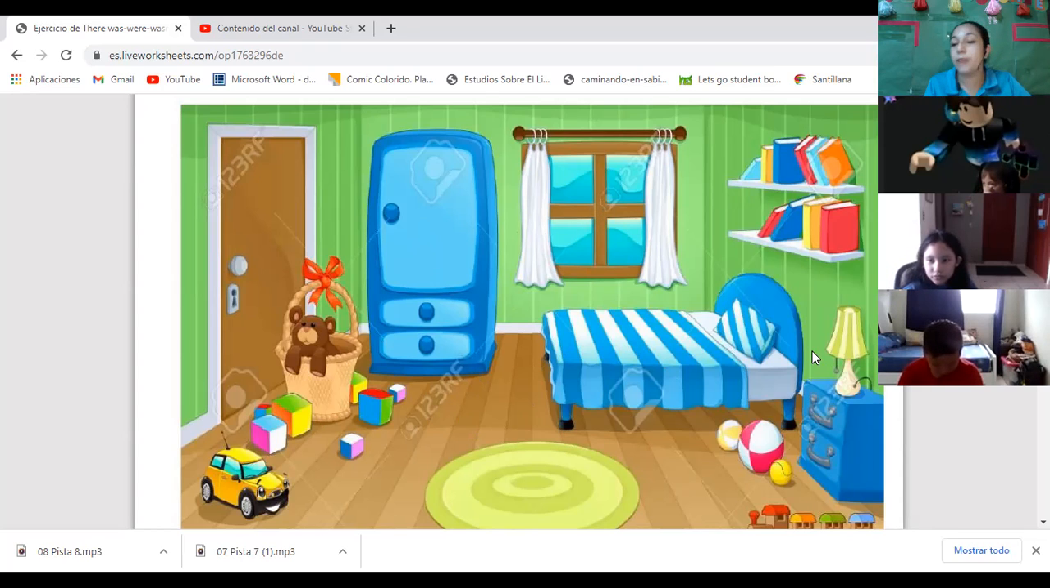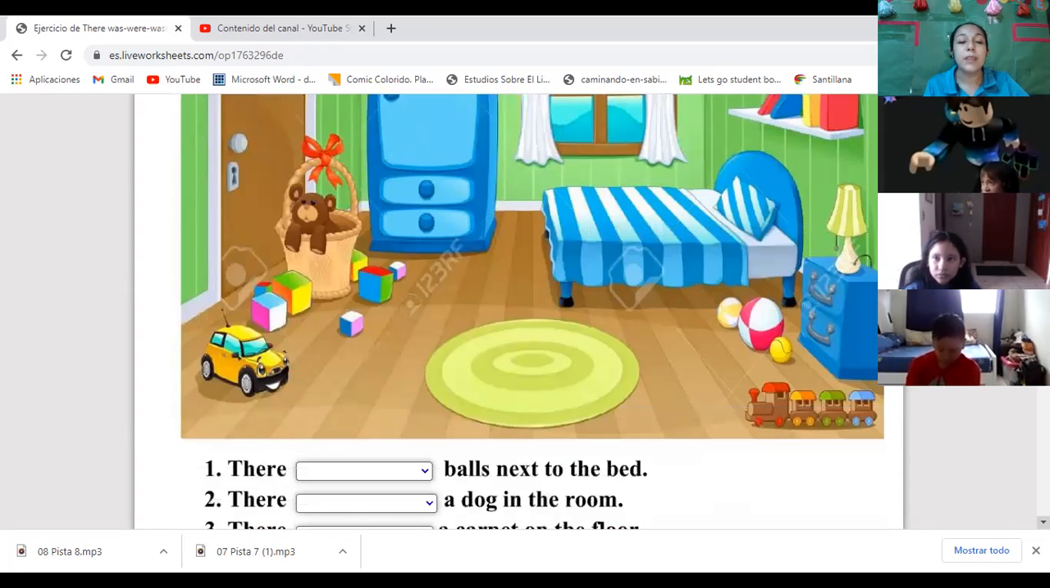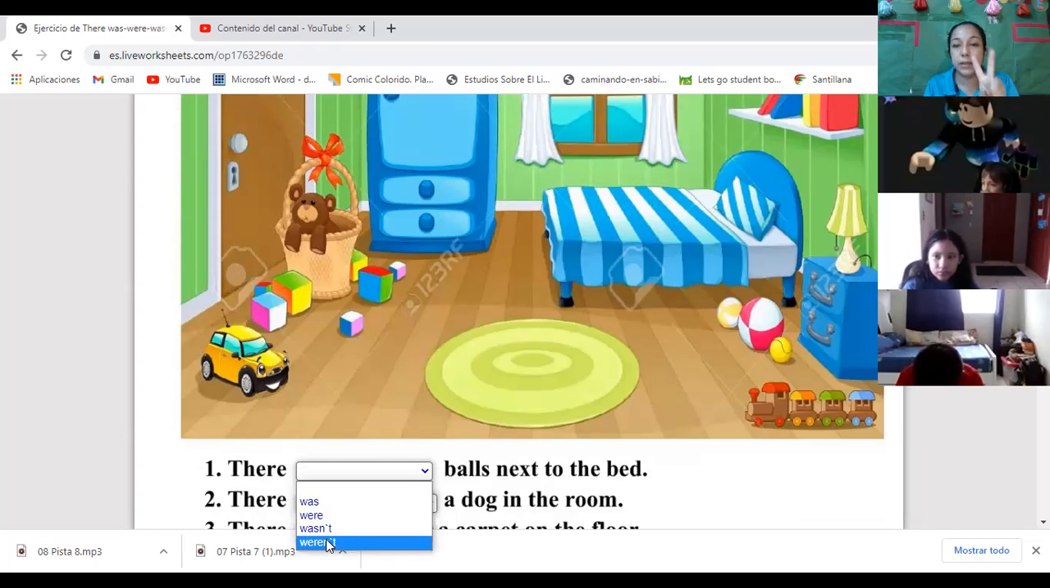Okay, so let's see. Now you see the picture, so you help me. You choose was, were, wasn't, or weren't. Remember, was is for singular things. Were is for plural things. Wasn't, no había, only one. Weren't, no había, but two or more. Okay, there balls next to the bed. What is this one? There was, there were, there wasn't, or there weren't?